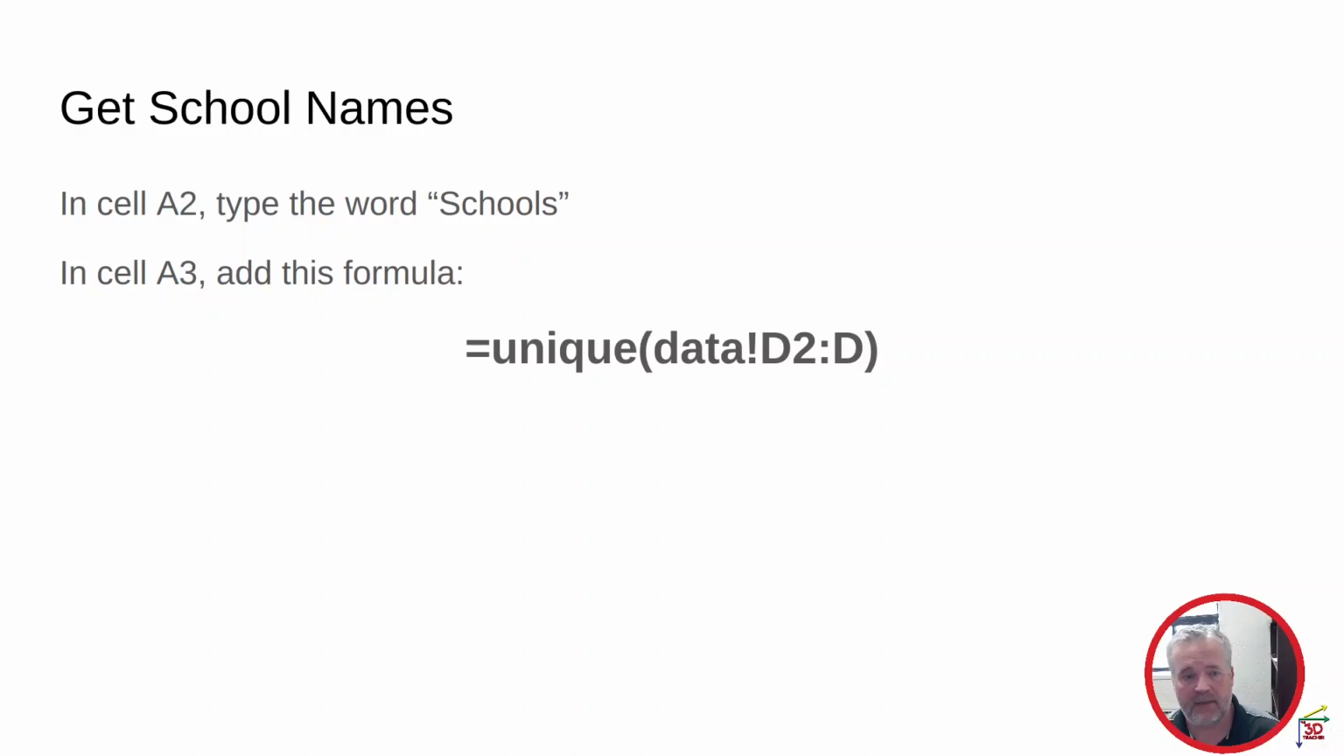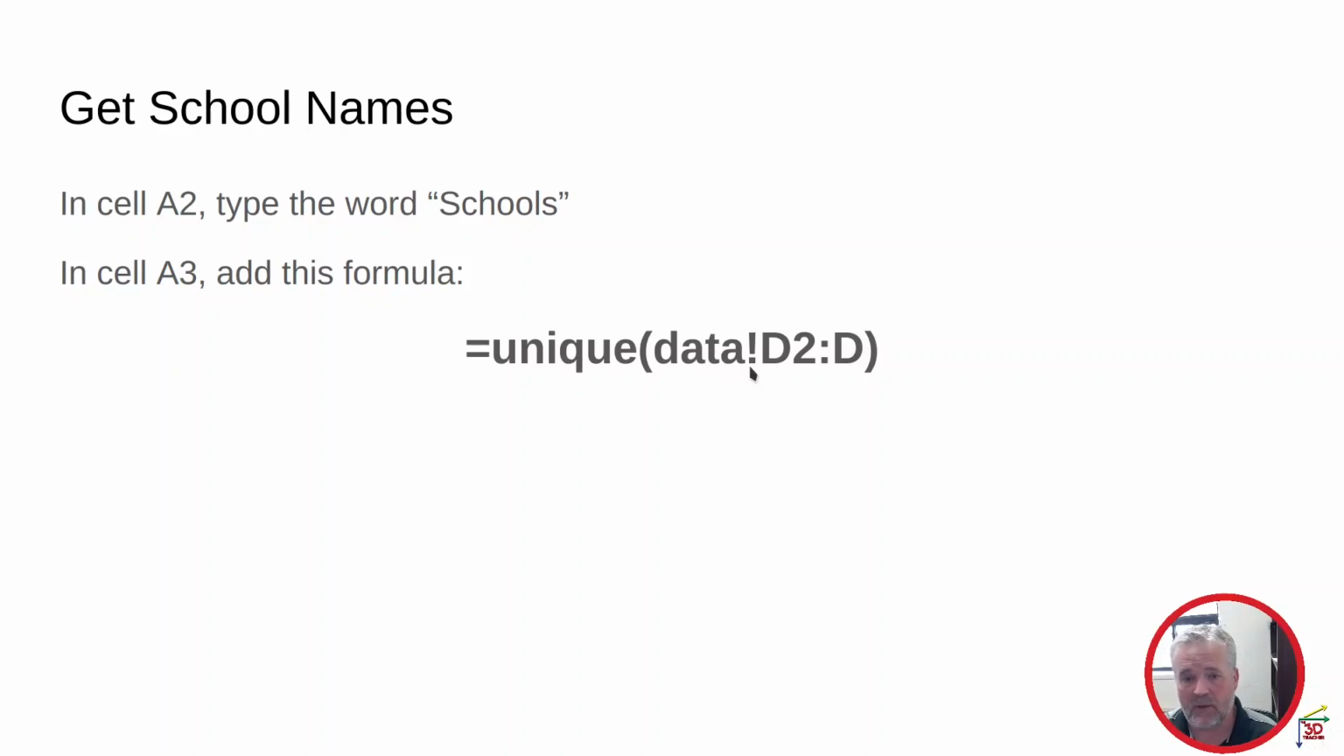The first thing that we need to do is get all of the schools in our district into the spreadsheet. So in cell A2, we're going to type the word schools. And then in cell A3, you're going to add this formula. All formulas in Google Sheets start with an equal sign, and the UNIQUE formula gets all the unique values in a data set.